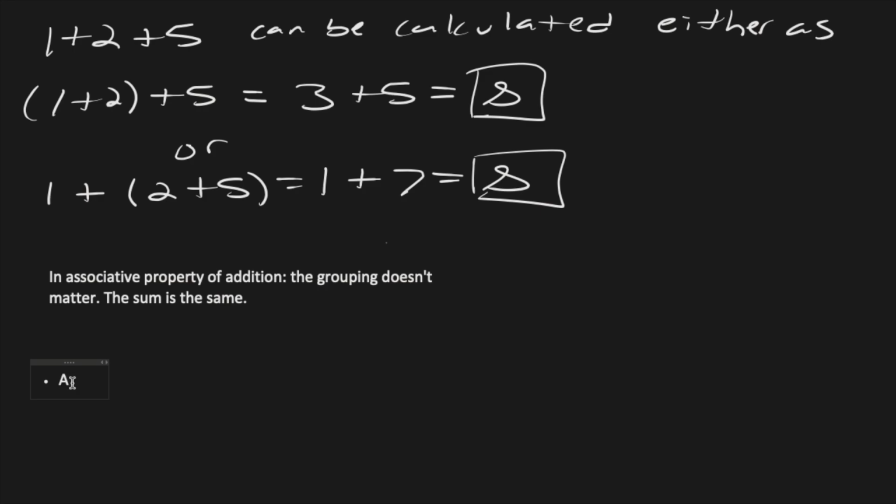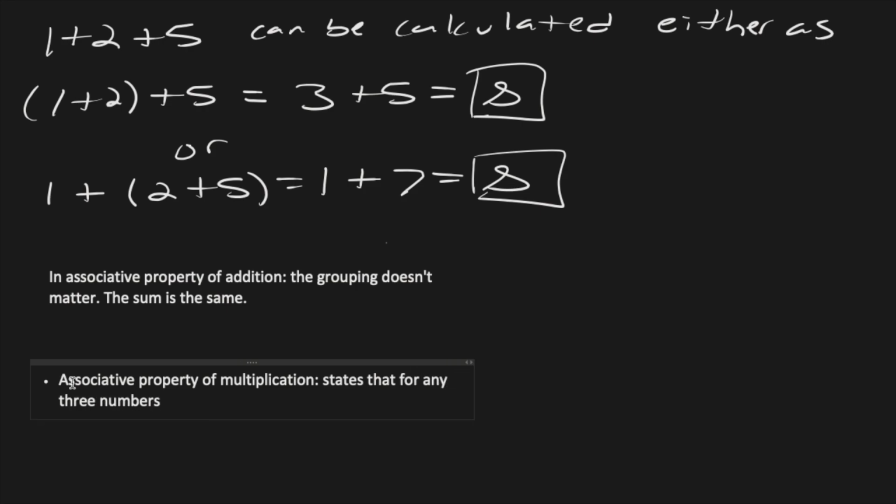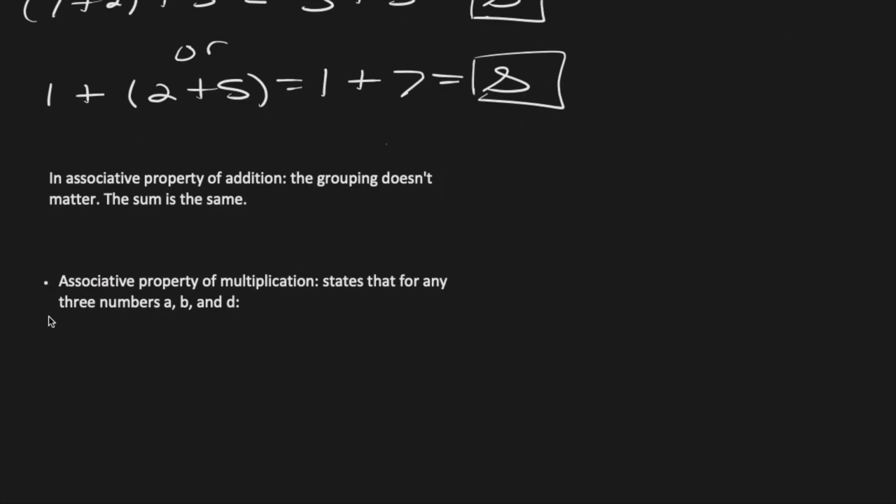Now let's look at another one. The associative property of multiplication states that for any three numbers, A, B, and C, the following is true. And what is true? That A times B times C is equal to A times, in parentheses, B times C.